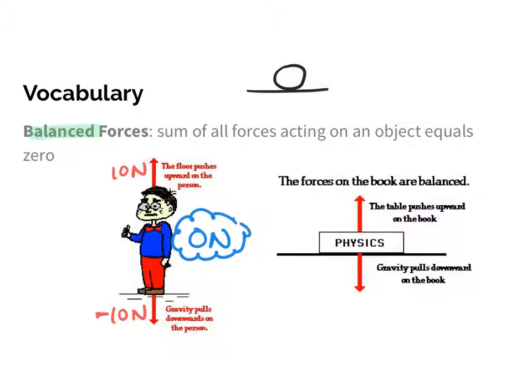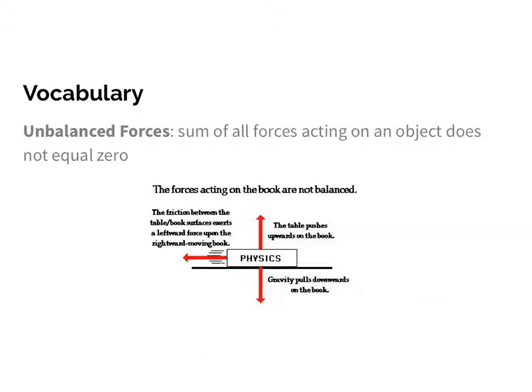And he recognized that if the net force, or the sum of all the forces, equals 0, then that means the object is going to have a certain state of motion. Versus if forces are unbalanced. So unbalanced would be, again, if you add up all the forces and they're not equal to 0.